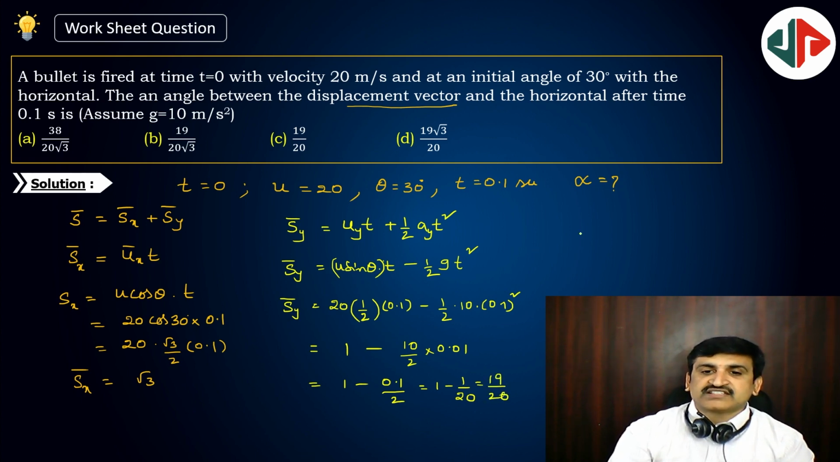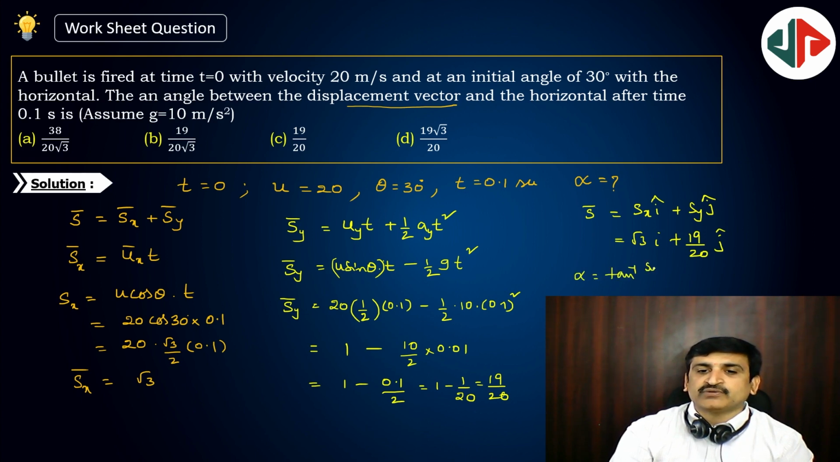Now the velocity vector or displacement vector is equal to Sx i cap plus Sy j cap. I can write it like this: root 3 i plus 19 by 20 j. So angle alpha is equal to tan inverse of y value by x value, Sy by Sx. I think he is asking for the angle, okay. Tan inverse, what is that y value? Y value is 19 by 20 into root 3.